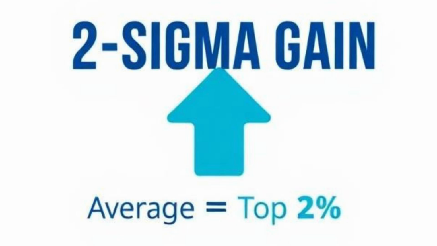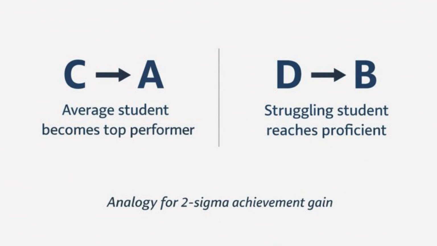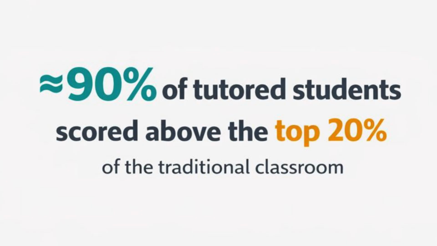Here's what that actually means in percentiles. The average tutored student ends up performing at the 98th percentile compared to the traditional classroom. Or think of it this way: a D level student gets lifted to about a B level. Across the board, everyone moves way up due to the change in educational tactics. Here's the stunning part: about 90% of tutored students ended up scoring above where the top 20% of the traditional classroom scored.